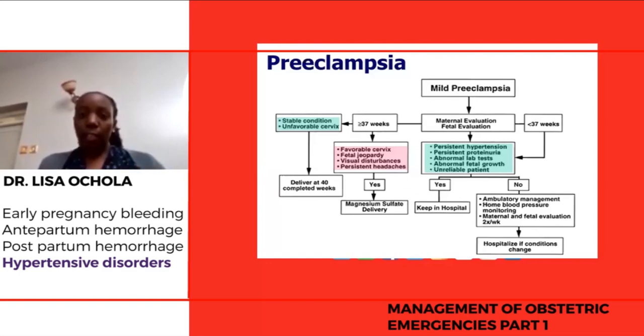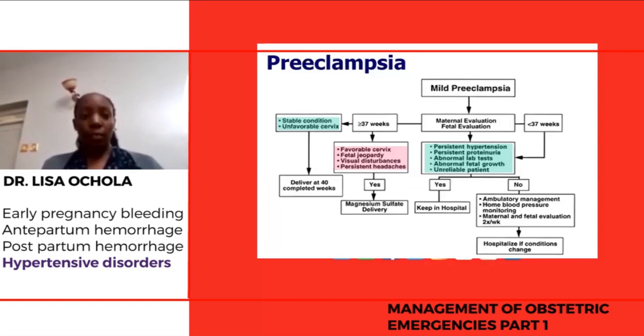So you do maternal evaluation, you do fetal evaluation, you look at the gestation of this fetus. If the fetus is more than 37 weeks and the mother has symptoms of severity and she has a favorable cervix, or the fetus is showing signs of distress, then you plan for delivery. Give them magnesium sulfate, which helps to prevent the seizures, and then you plan for their delivery, because after 37 weeks, they're considered viable. And if we remember, preeclampsia and eclampsia are all diseases of progression.